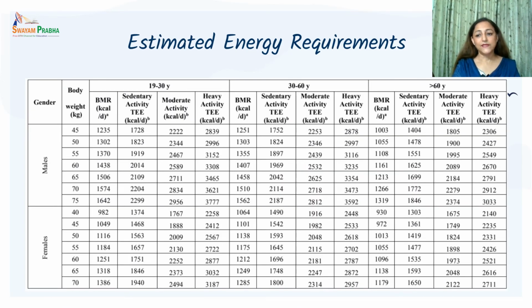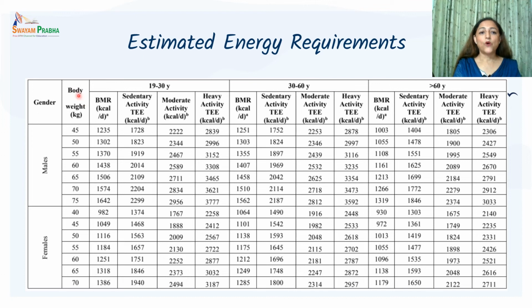As we can see, this is the table which shows estimated energy requirements of Indians of various age groups, of various weights and activities. That means the lifestyle. As we can see in this table, the first column is of gender. That means we are talking about males and females here. And it has been divided into three categories on the basis of age. The first table is of 19 to 30 years of adults. Then the second table is 30 to 60 years of age, and then more than 60 years of age.